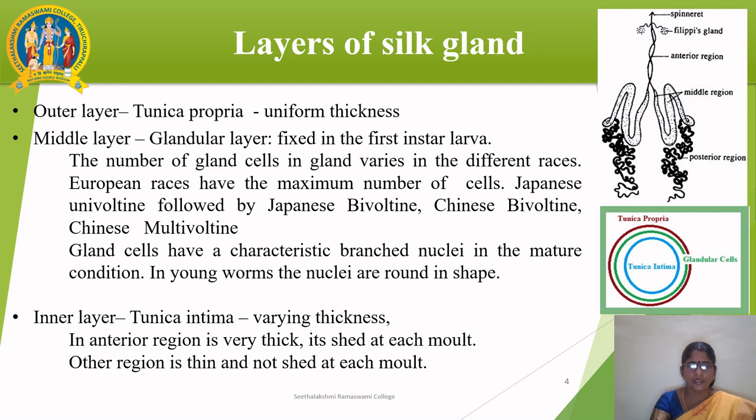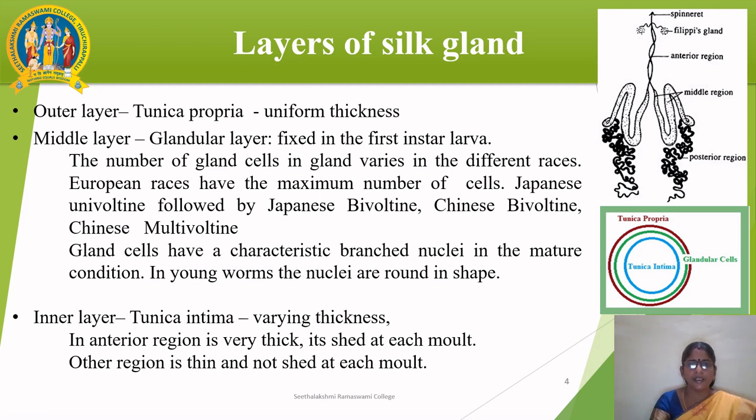First we see the layers of the silk gland. The silk gland has 3 layers: the outer tunica propria, the middle glandular layer, and the inner tunica intima. First see the outer layer, tunica propria. It is uniform in thickness. Next layer is the middle layer. It is a glandular layer.